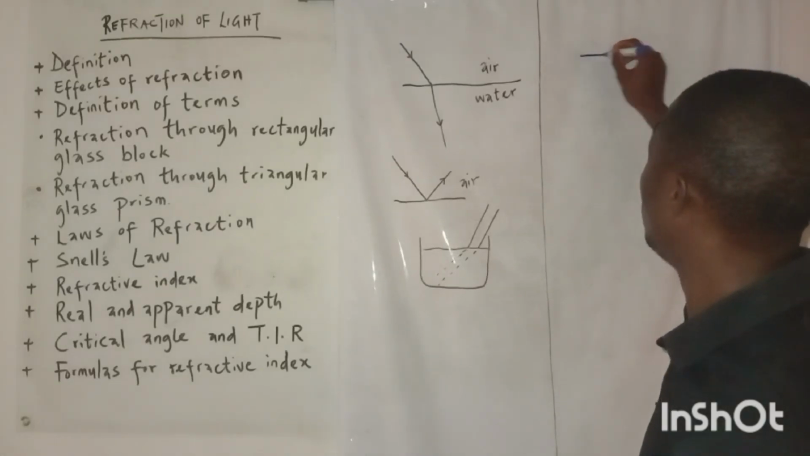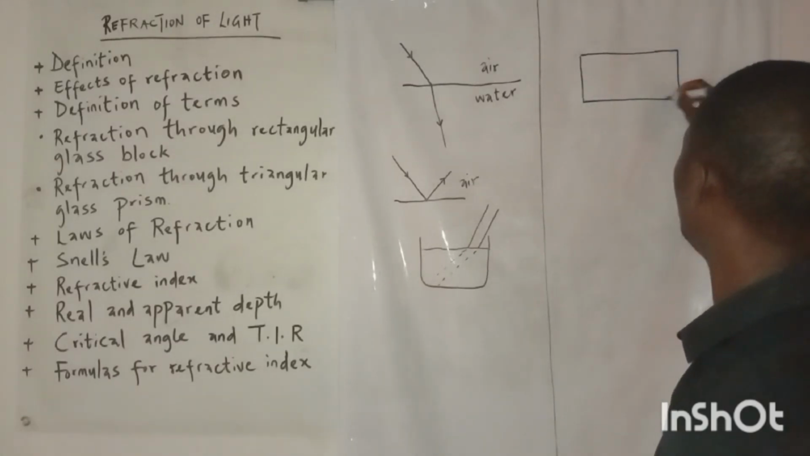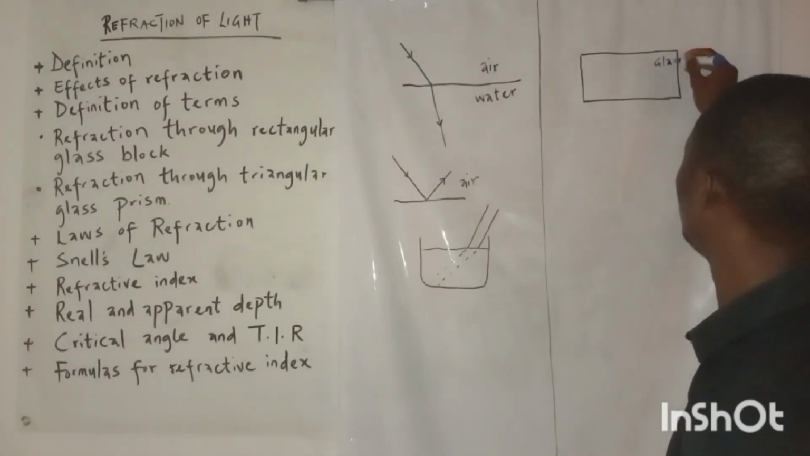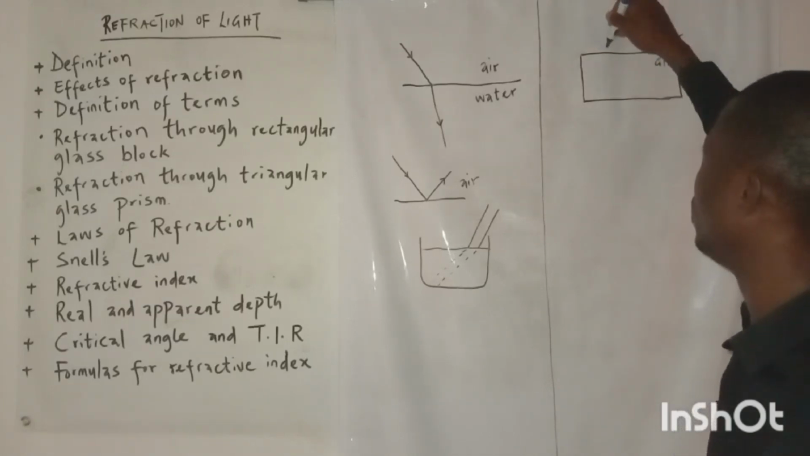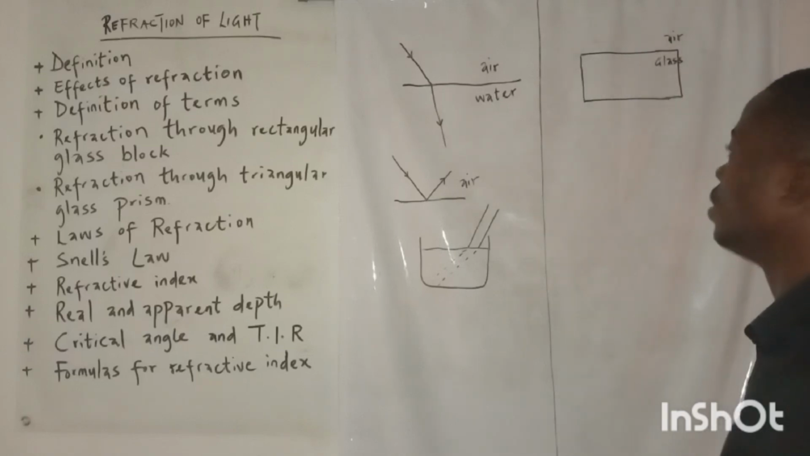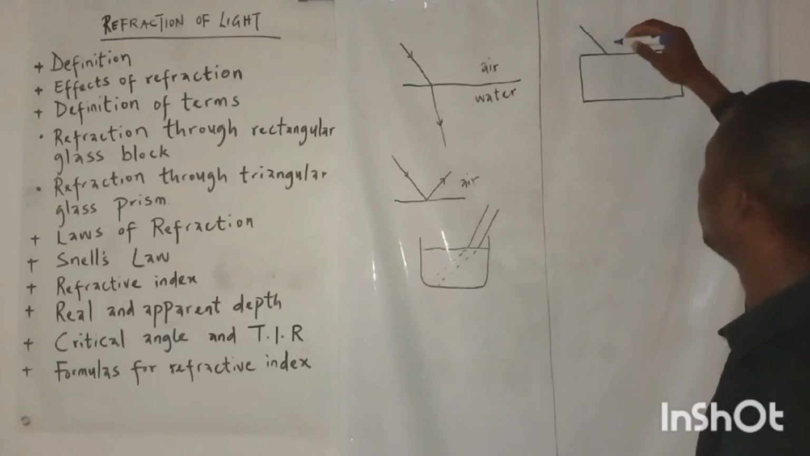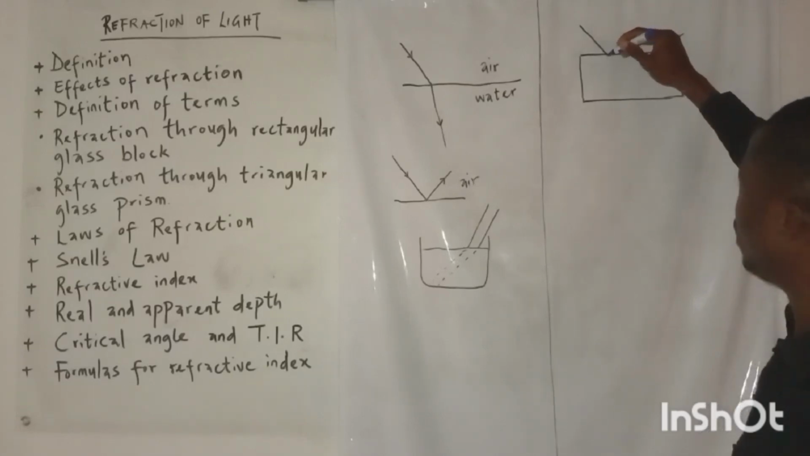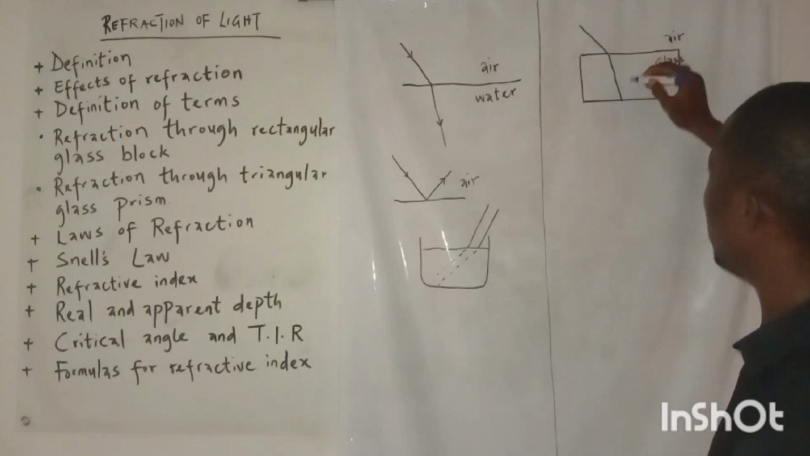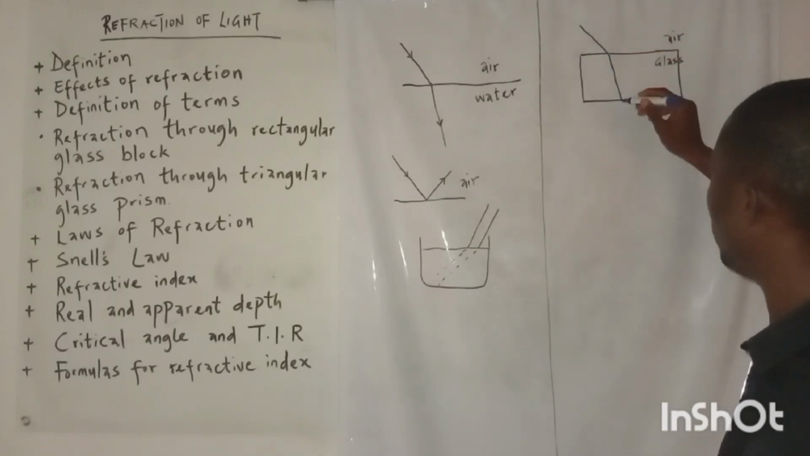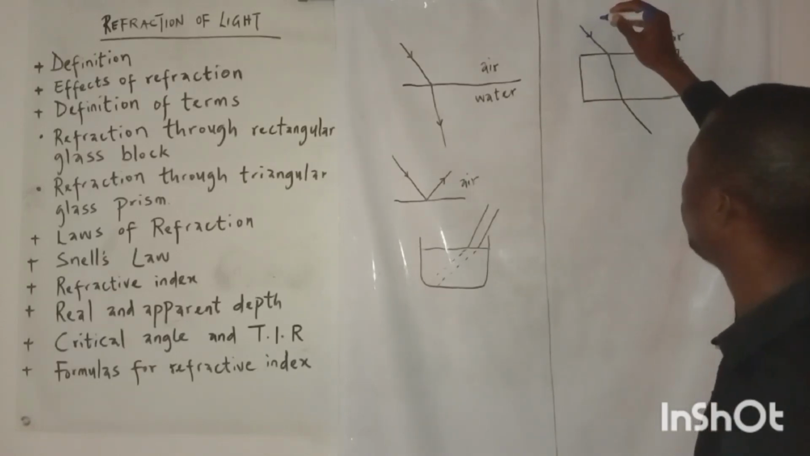So if you have a rectangular glass block like this, this is glass, and this is air. So let's say light is traveling from air through glass. So this is a ray of light traveling. At this point, at the boundary between air and glass, it will bend, and then at the boundary between glass and air, it will bend again. So at this point, this ray of light is called the incident ray.